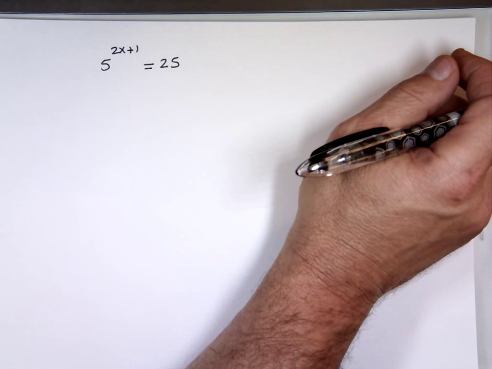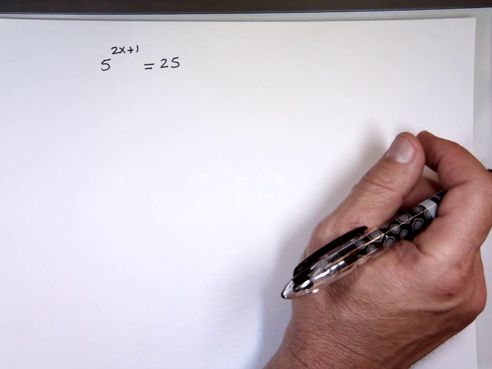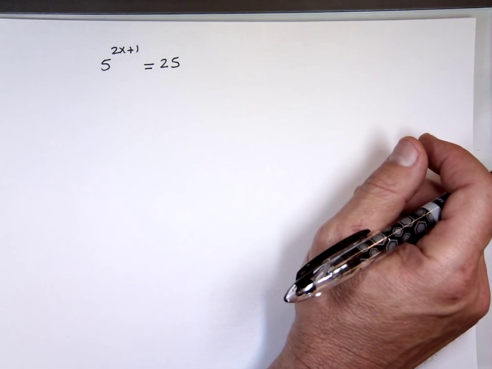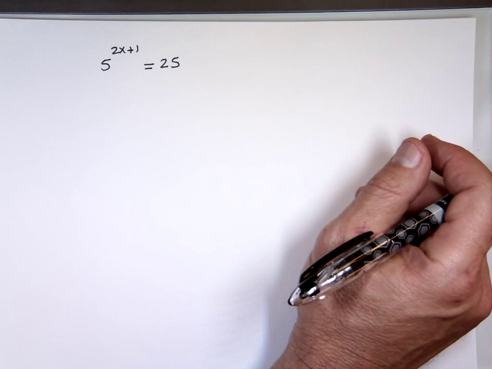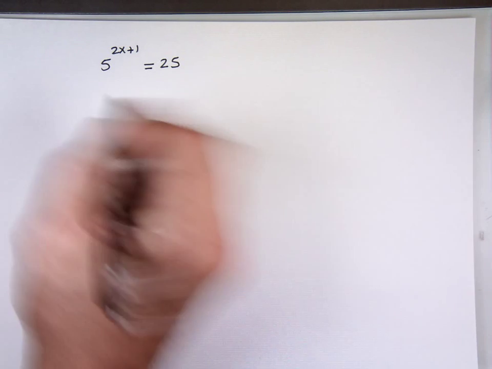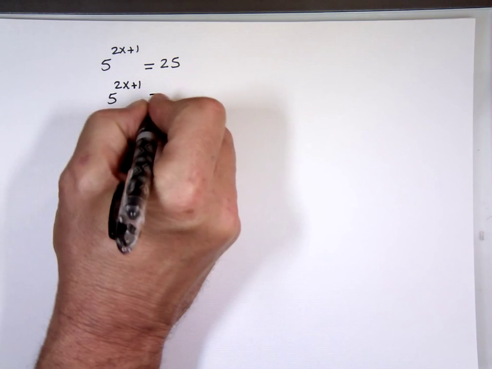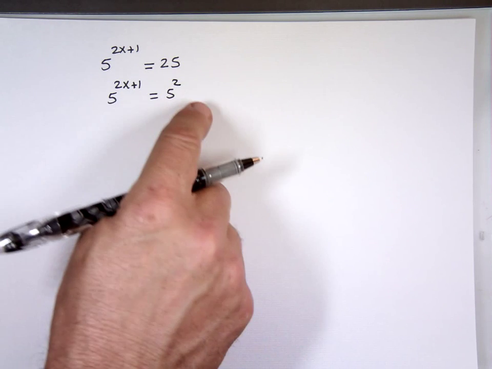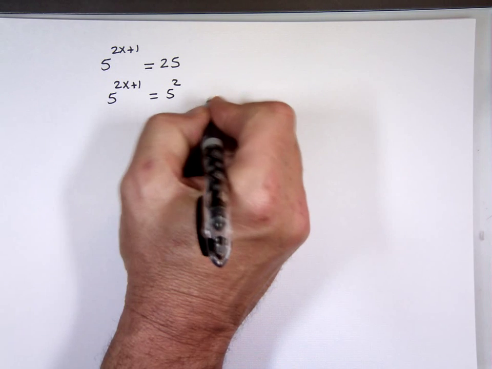I tricked you here. For this, I don't need a calculator. I don't need to use any of the log even. Why? What's 25? Isn't that 5 squared? Yeah. So if I rewrite this, if this side is equal to this side, the base is the same, that means what? The exponents have to be the same.